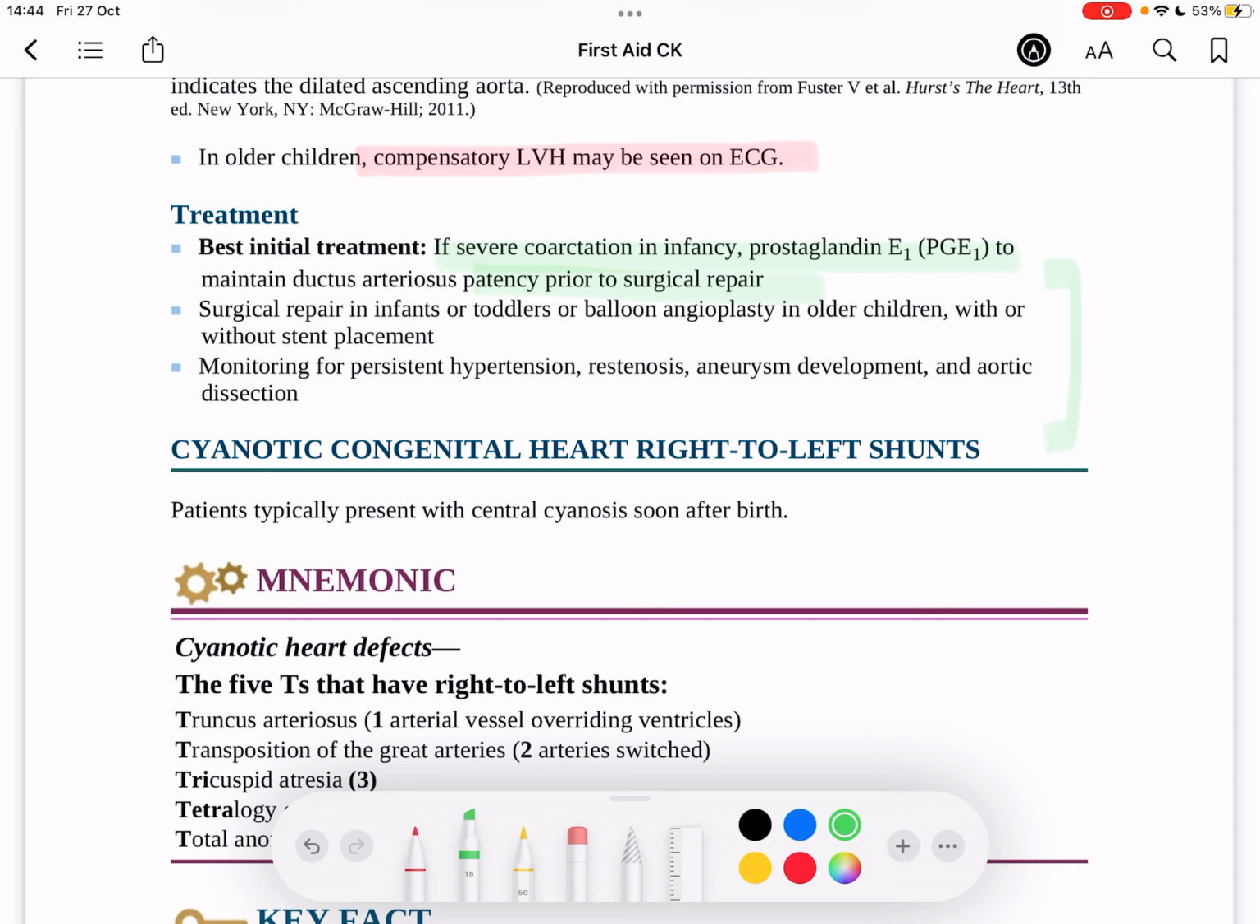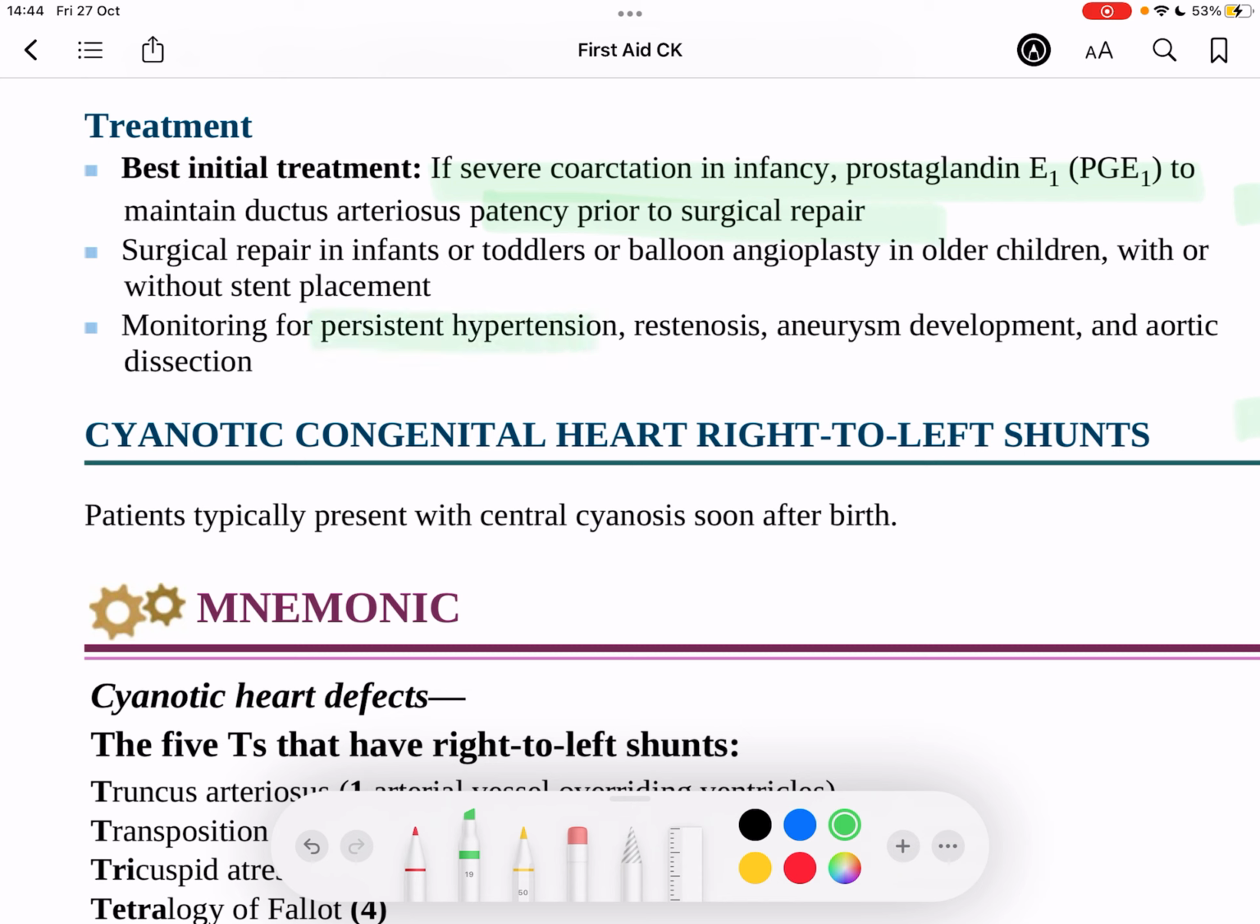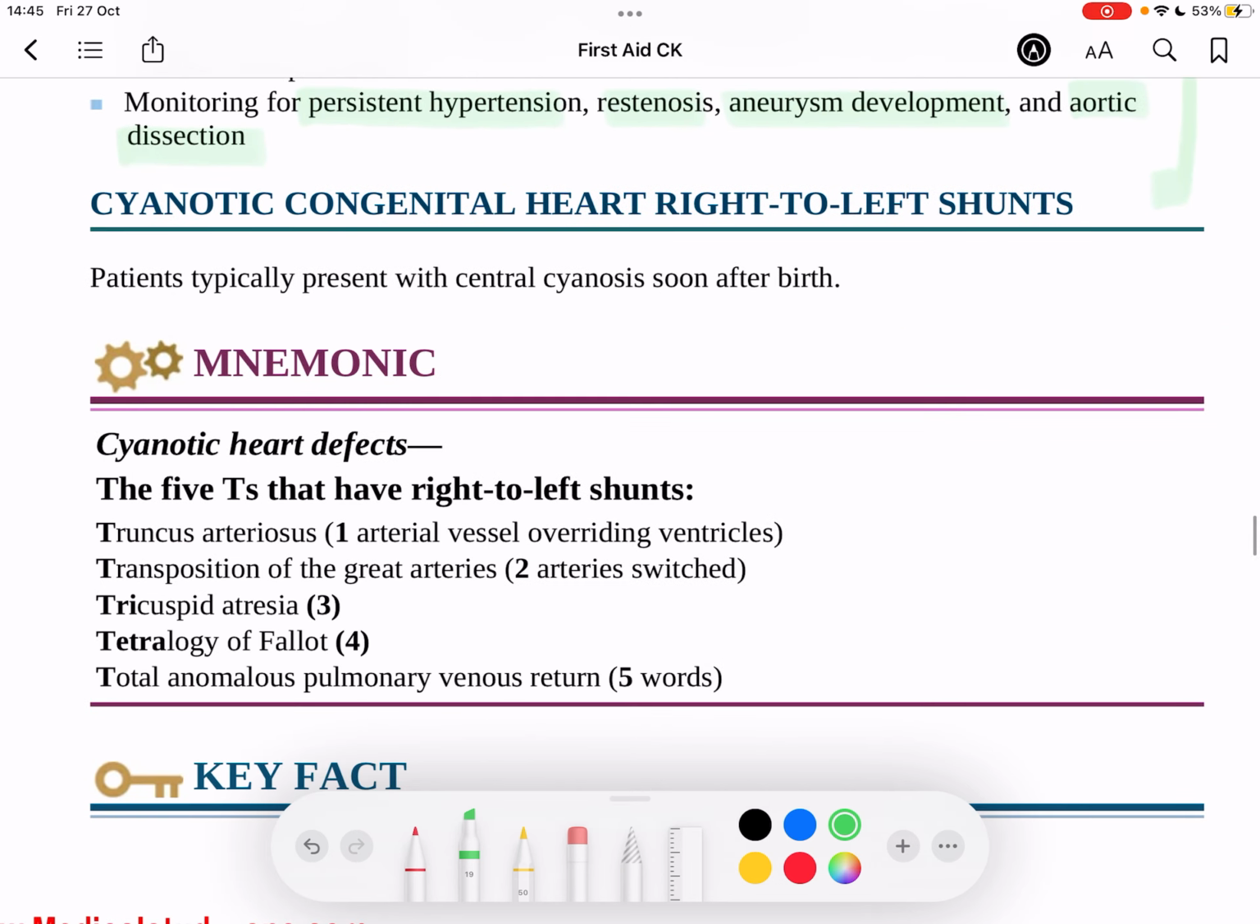And of course, you need to be doing monitoring. Monitor for hypertension, monitor for restenosis. Also check out for aneurysm development, especially in the brain, and always keep an eye out for aortic dissection. So that's kind of completed the non-cyanotic heart diseases. I'm now going to go into the cyanotic heart diseases.